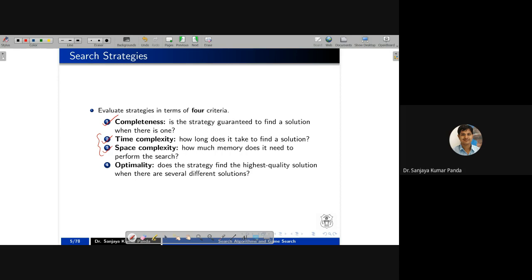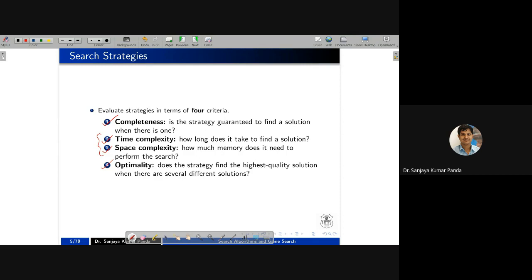The last criterion is called optimality. Optimality asks whether the search strategy finds the highest quality solution when there are several different solutions. For a particular problem, you may find a number of solutions. Even once you get a number of solutions, all the solution values may be equal. Like when you are solving a mathematical problem, there are a number of ways to solve it, but finally you get the same answer.